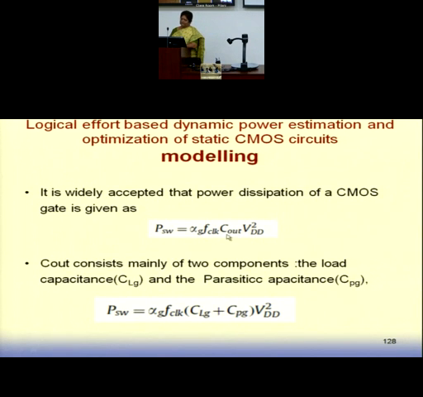Then I say that this C out at the output is a combination of my external load plus the parasitic. So I split this C out into two: C load of the gate plus C parasitic of the gate. The equation then modifies to C load plus CP, where G stands for the gate.